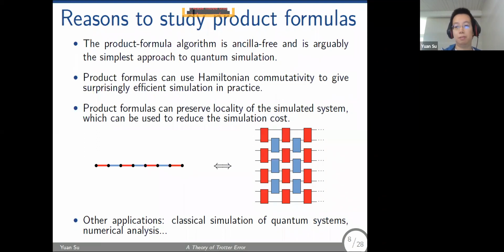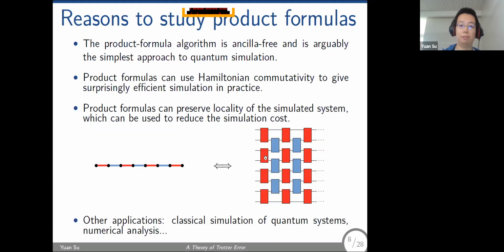Well, there are also some other nice features. For example, the product formula seems to be a very straightforward approach. It can, in some cases, preserve the locality of the system, right? So for example, if you want to simulate a 1D system with nearest neighbor interactions, and you look at the quantum circuit, well, it also, in some sense, preserves the locality.